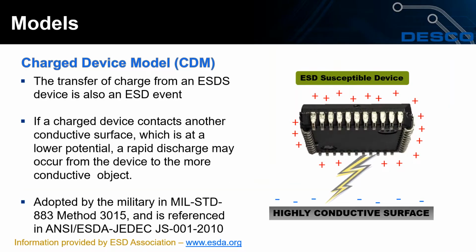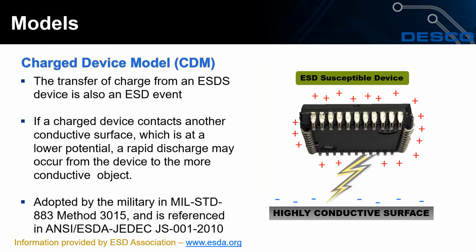The other model is what we call CDM, or Charged Device Model. Now this is the opposite of the Human Body Model. This is when we charge up a component or something like an insulator. Let's say I set my styrofoam coffee cup next to my ungrounded IC and I induce that charge onto that IC. Now I have a charged-up conductor or component.